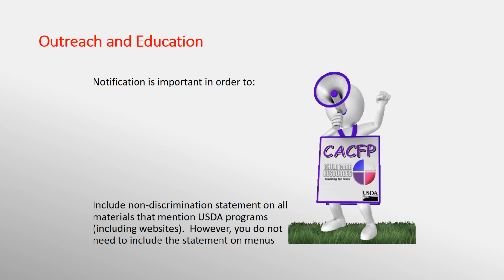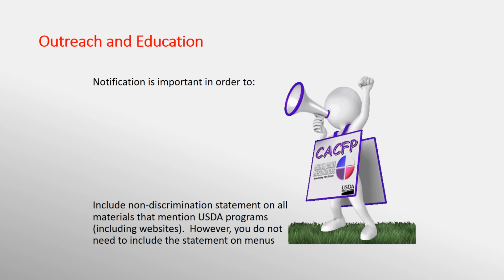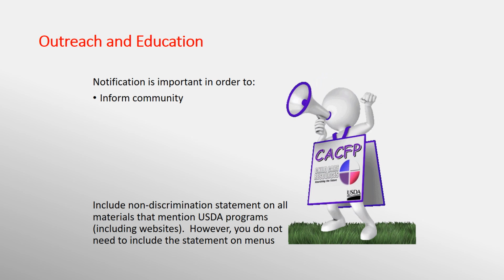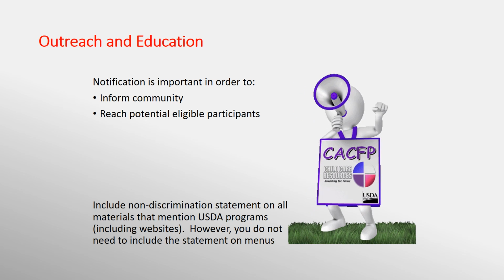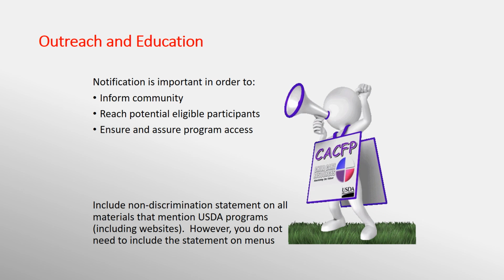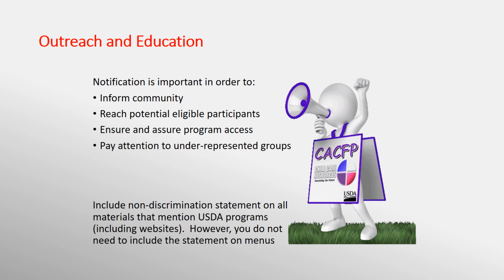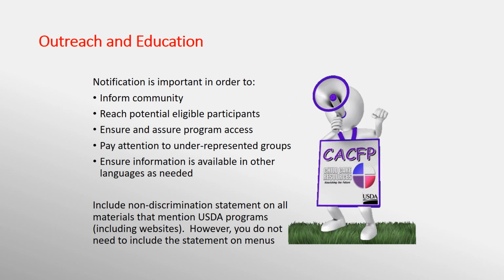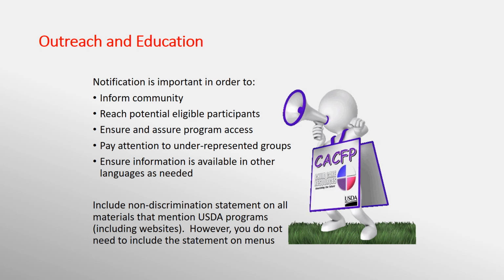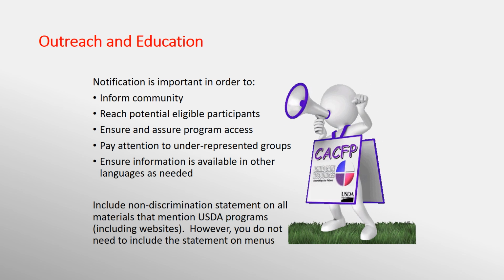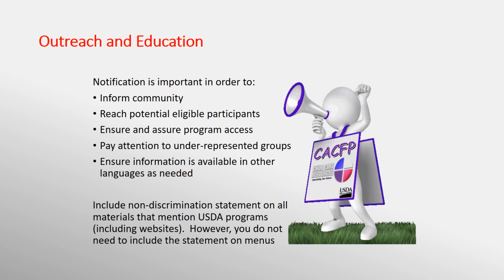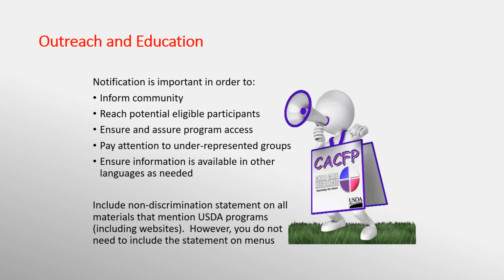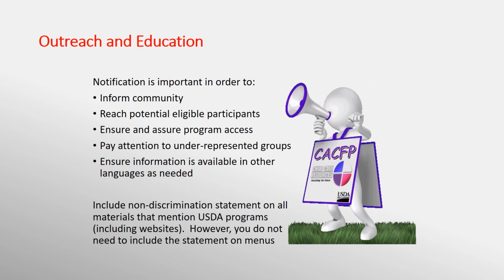Outreach and education is vital to the Child and Adult Care Food Program. Notification is important in order to inform the community, reach potential eligible participants, ensure and assure program access, pay attention to underrepresented groups, and ensure information is available in other languages as needed. Remember to include the non-discrimination statement on all materials that mention USDA programs, including your website. However, you do not need to include the statement on menus.